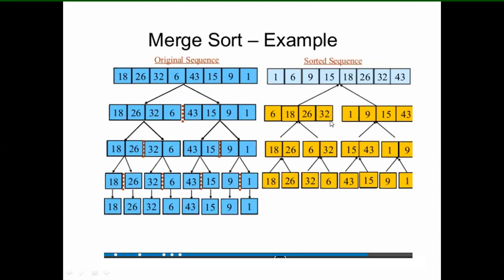Then I store all these after comparing these two, and the elements will be stored in this manner. After sorting the left side we get the values 6, 18, 26, 32. After sorting the right side we get 1, 9, 15, 43. By using some sorting technique, we sort the left side and the right side, then we merge these two. Now, how do we perform the merge operation? Just see here.